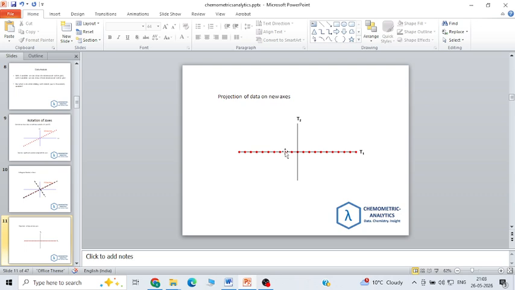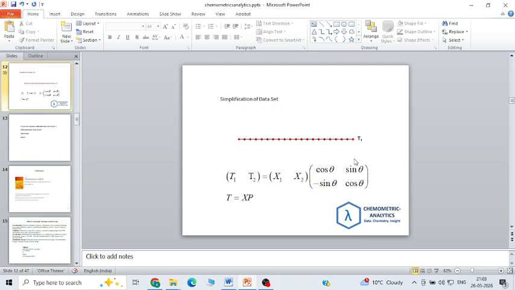If you pay attention to this, in our original data set we need both axes to explain the variability of our data matrix. But if you give a rotation to your axis system, then you come to a situation where you don't need this vertical axis anymore. So all the variation can be explained just by studying the T1 axis. It simplifies the data set and reduces the dimension.